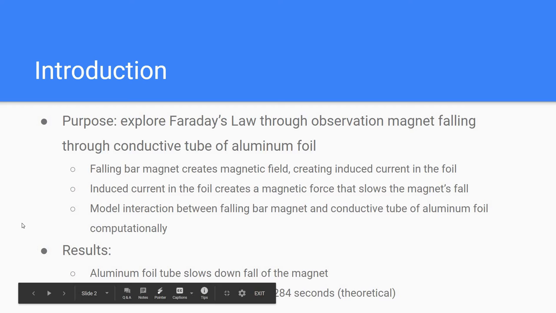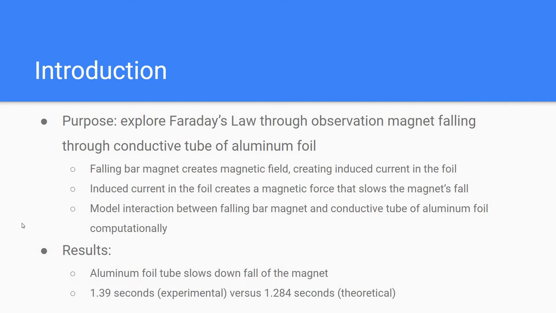The purpose of this lab was to explore Faraday's law through the observation of a magnet falling through a conductive tube of aluminum foil. The falling bar magnet creates a magnetic field, which creates an induced current in the foil. This induced current in the foil creates a magnetic force that will slow the magnet's fall. The interaction between the falling bar magnet and the conductive aluminum foil tube was then modeled computationally.